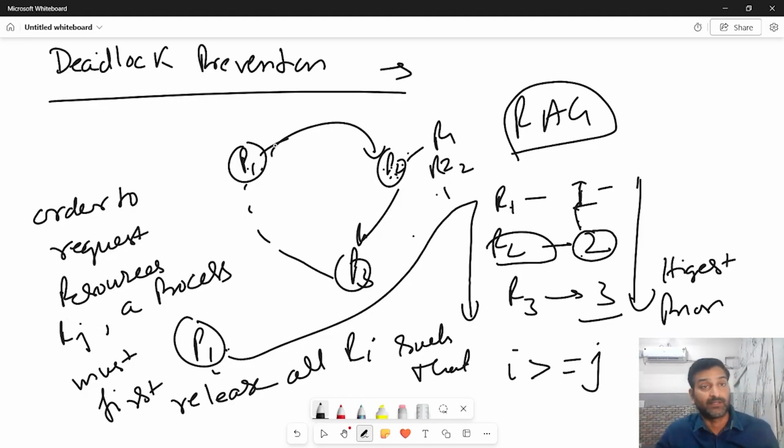So in this way, we can eliminate all those four conditions by all the means we have discussed in this particular lecture. In the next lecture we will discuss safe and unsafe states. Then we will study deadlock avoidance, that is the Banker's algorithm, and other related issues.